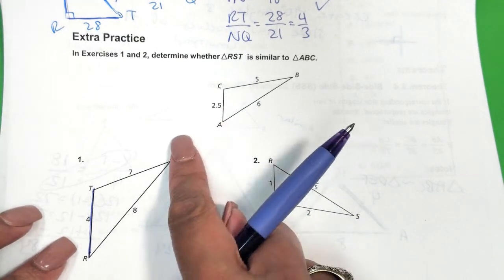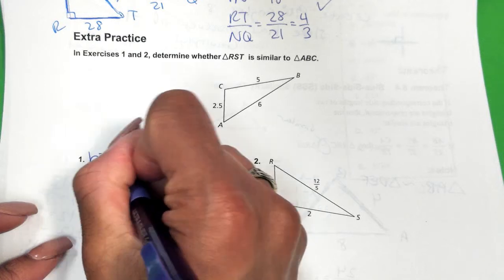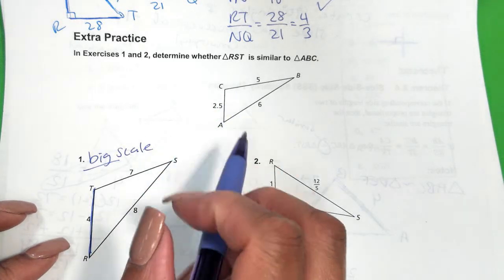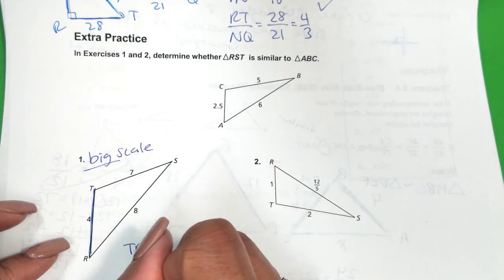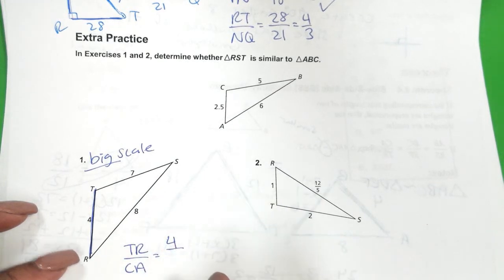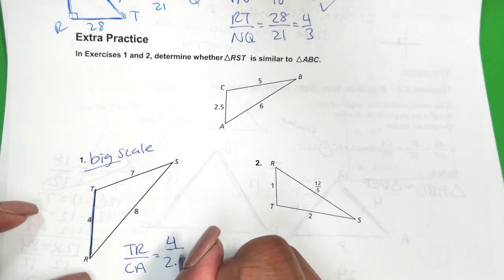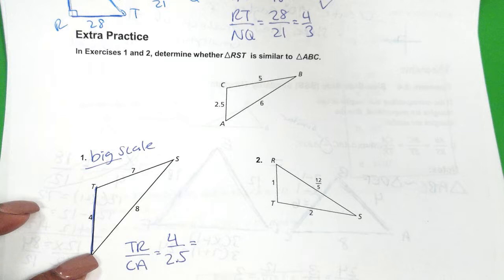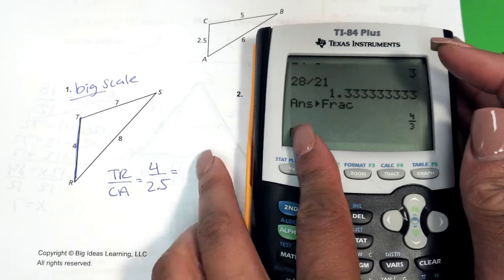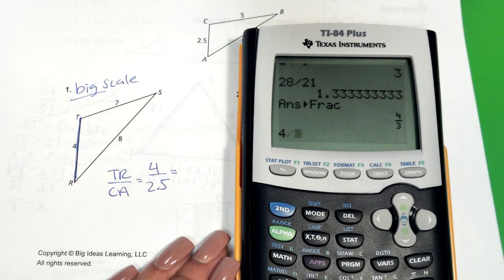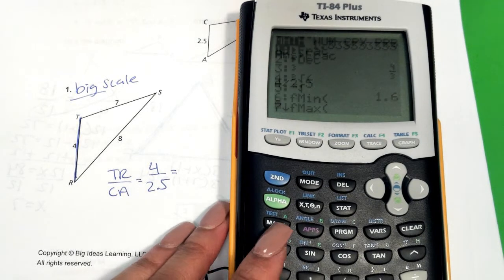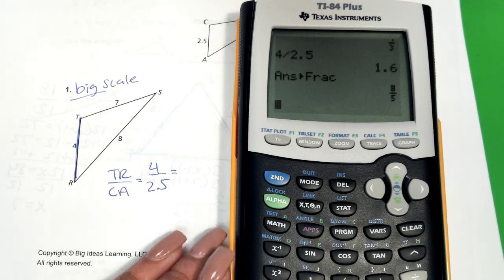Note, my figure got bigger, so my scale factor is going to be big. So what's congruent to TR? The AC, or you can say CA. So TR is 4, and all over CA is 2.5. And so you can type that into your calculator. So you have 4 divided by 2.5. And with this weird fraction again, make sure you hit math and enter twice, and I get 8 over 5.